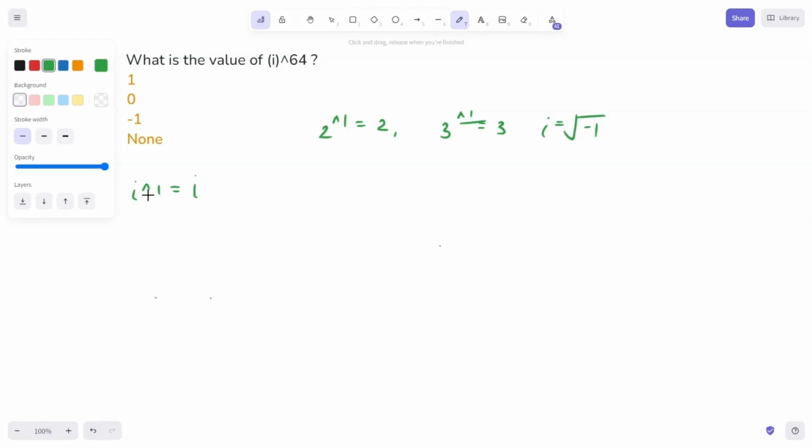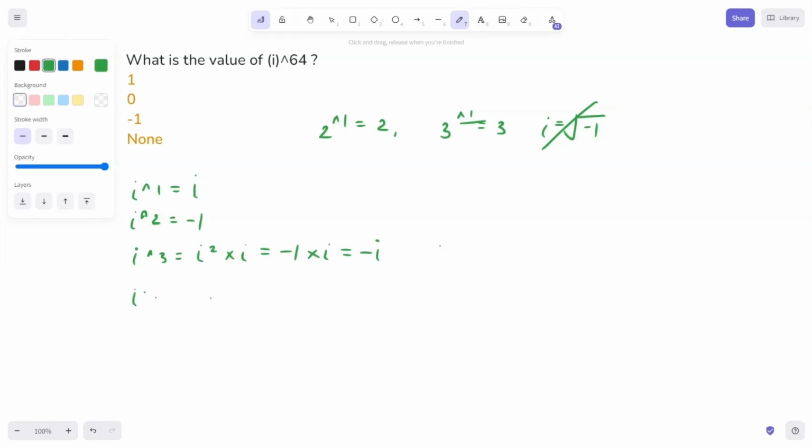i raised to the power 2 will be equals to minus 1, since the square root will be cancelled out. Now i raised to the power 3: that is i square into i. i square is minus 1, so minus 1 into i becomes minus i.